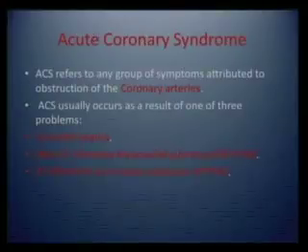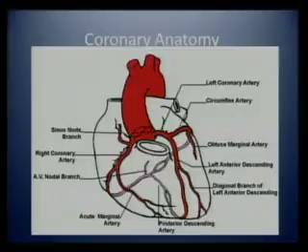Basically, there is no flow. There is no flow to the myocardium. That means the artery is completely occluded. So the approach to ST elevation is different than the other unstable and non-ST elevation MI. And so this is the basic anatomy of the coronary arteries.